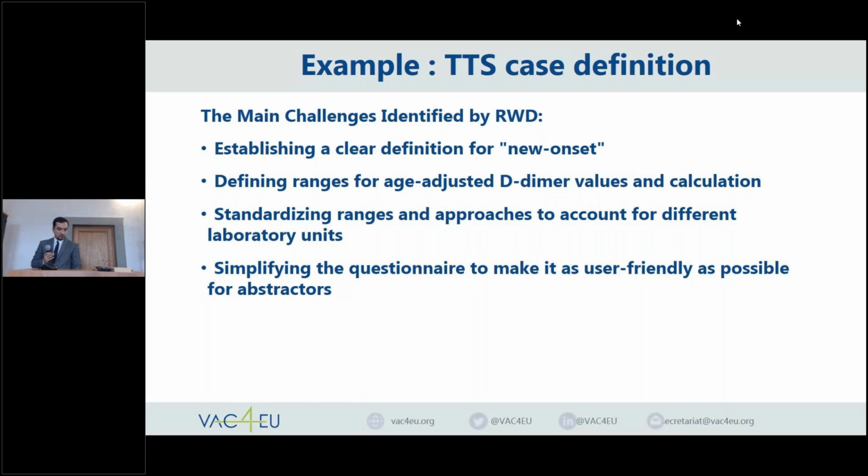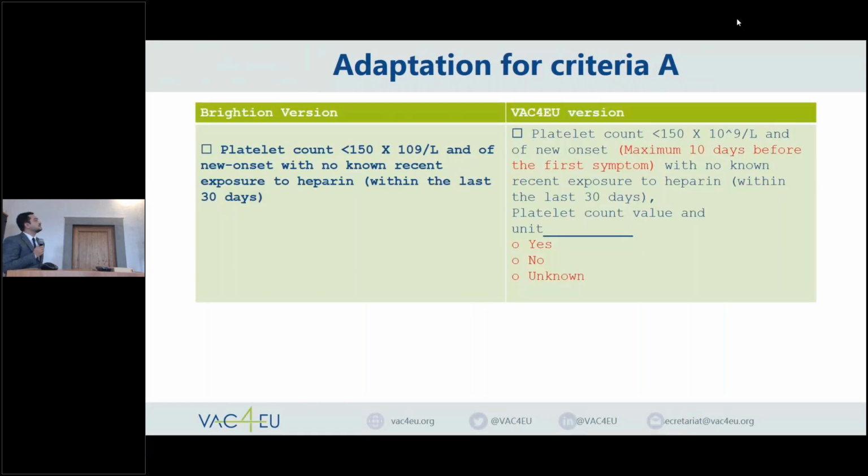So let me show you here on the left side, you see the Brighton version. In the Brighton version, ask about the platelet count under 150 and of new onset with no known recent exposure to heparin. So in this way, abstractors have two choices: check or keep empty. Keep empty means no or unknown. Do they have the information and know that it is no thrombocytopenia, or no? They don't have any information.